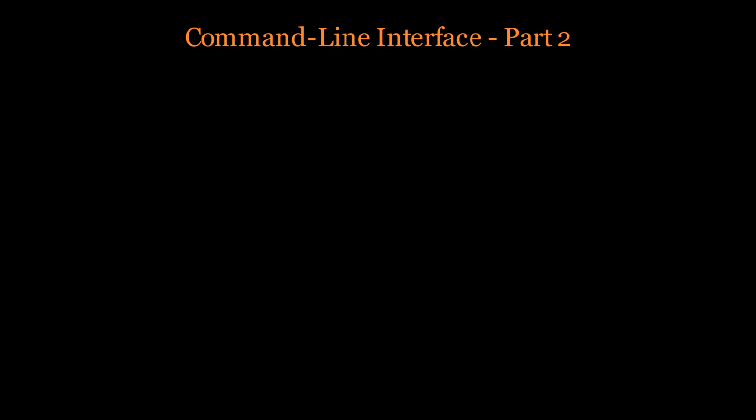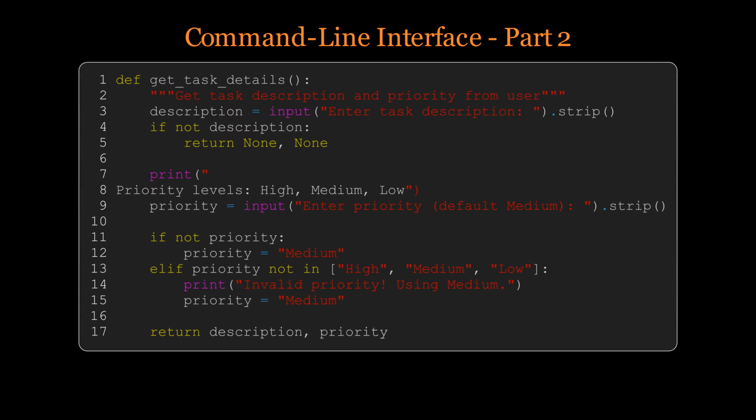Let's create helper functions for getting user input. These will prompt users for task details and validate their input to prevent errors. The getTaskDetails function prompts the user for a task description and priority. We use input to get the description and strip whitespace. If it's empty, we return none for both values to indicate cancellation.